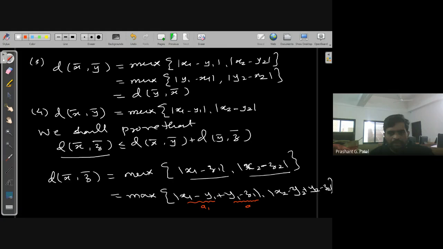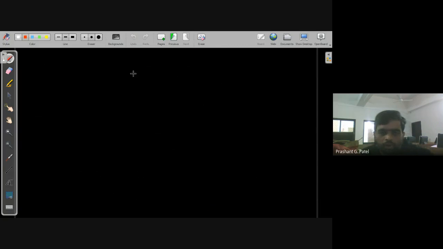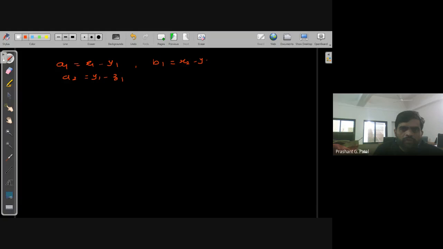This I may say is a2. This is b1 and b2. Let me write what I have denoted. So I am just saying that a1 is x1 minus y1, a2 is y1 minus z1, b1 is x2 minus y2, b2 is y2 minus z2. These are the things. So what is my claim?